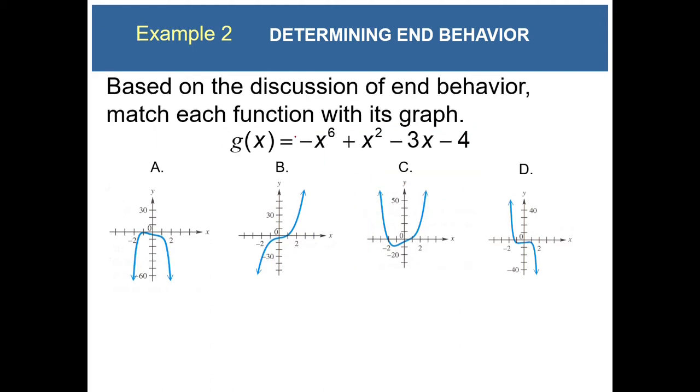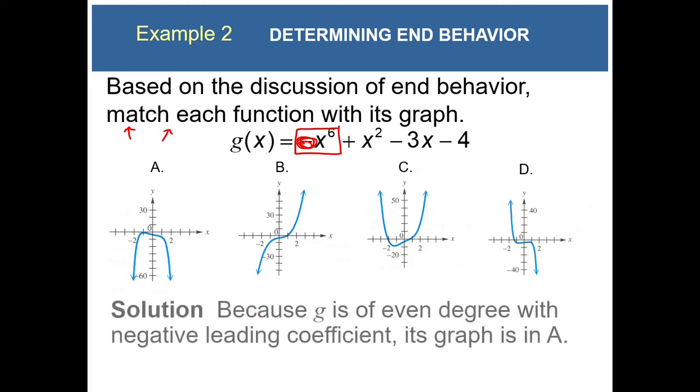We look at the leading coefficient again. We have negative x to the sixth. And I know since this is even, both of the tails are either facing up or facing down, but there's a negative in the front, so that's going to cause it to be the one where it faces down. Because g is of even degree with negative leading coefficient, the graph must be graph A.